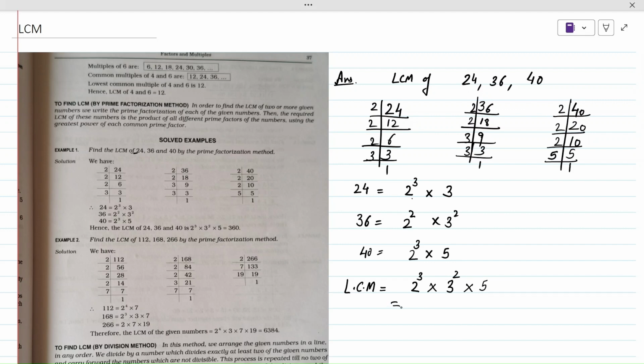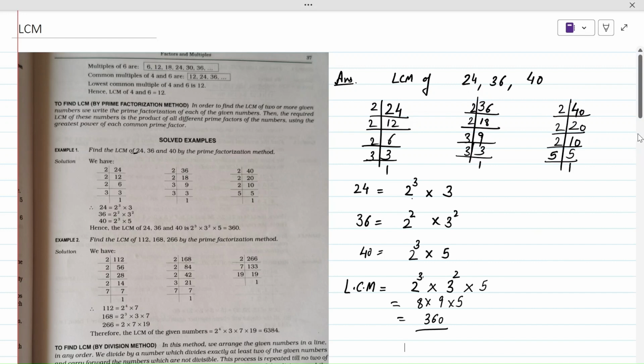Now what we have to do? We have to multiply them. 2 raised to the power 3 will give us 8. 3 raised to the power 2 will give us 9 and 5 as is. So this is 5 into 8 is 40, 40 into 9 is 360. This is 360. So LCM is 360.